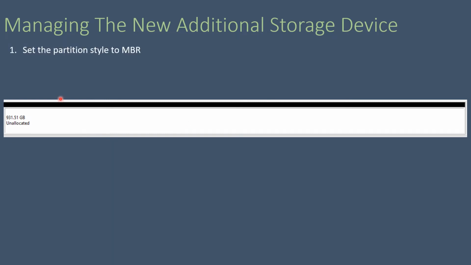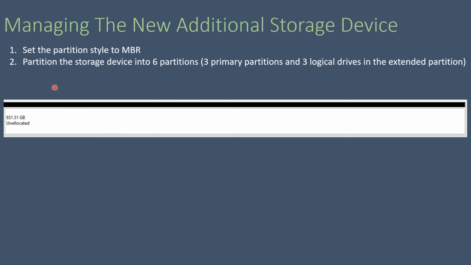So the first task I will do, I will set this hard disk's partition style to MBR. Inshallah, in the coming video, I will set that partition to GPT, and we will see the difference. But for this video, we will set it to MBR, master boot record. After that, we will partition our storage device into 6 partitions: 3 primary partitions and 3 logical drives. And these logical drives will be inside the extended partition.